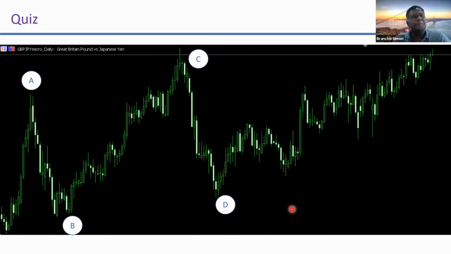Okay, now here, this is a currency chart, pound yen. So where do you take the trade? A, B, C, D. Which level will give you the highest confidence? Will you take the trade here or here, where? I think it should be C. Okay, C, very good, because it's closer to the higher point. That means I think the market is testing the resistance level, right?